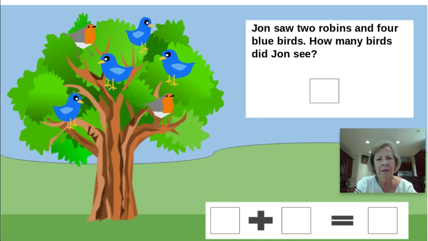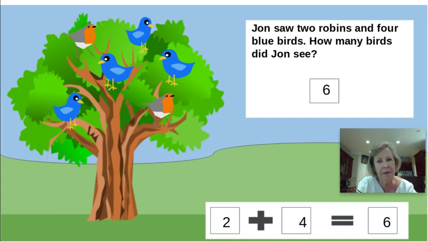Let's see. First he saw 2 robins, and then he saw 4 bluebirds, and that together, 2 plus 4 equals 6. That is our equation for today. 2 plus 4 equals 6. So altogether, the answer would be 6 birds that John saw. All right, we're doing great. Ready for another one? Here we go.